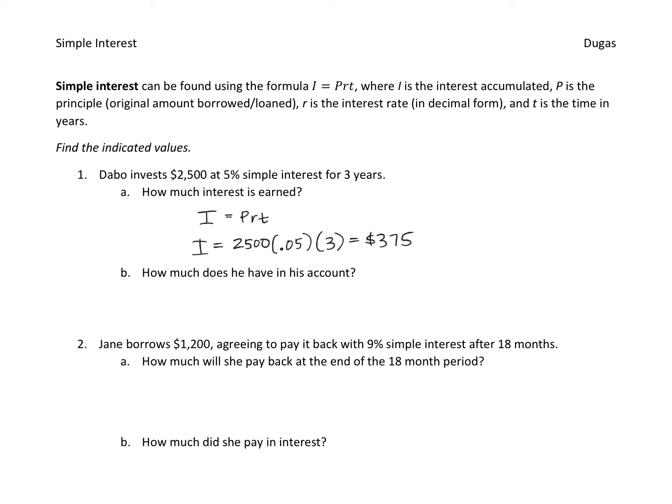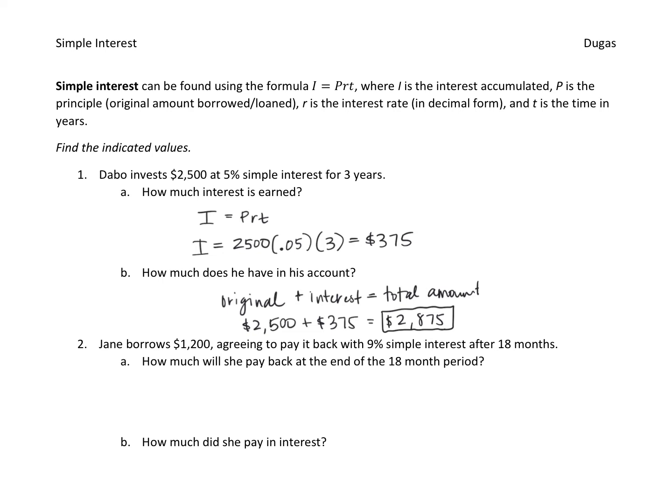How much does he have in his account? To find that, you add the original amount, so how much you invested, plus the interest earned, and then that gives you the amount, right? The total amount. So he invested originally $2,500. He earned $375 in interest. So when you add those together, you get $2,875. So that's the amount in the account after 3 years.